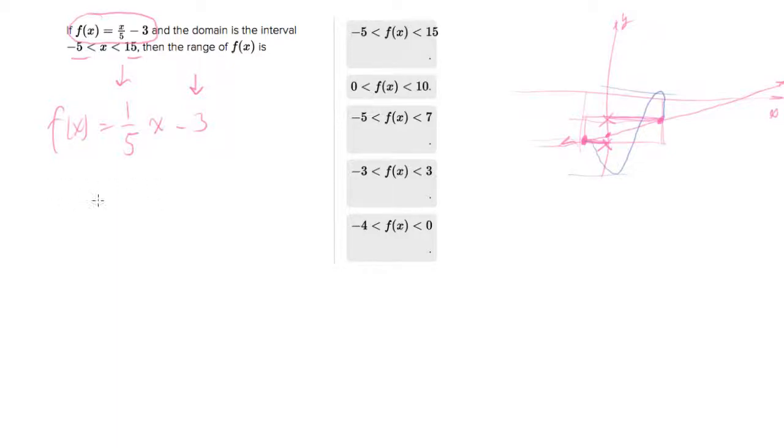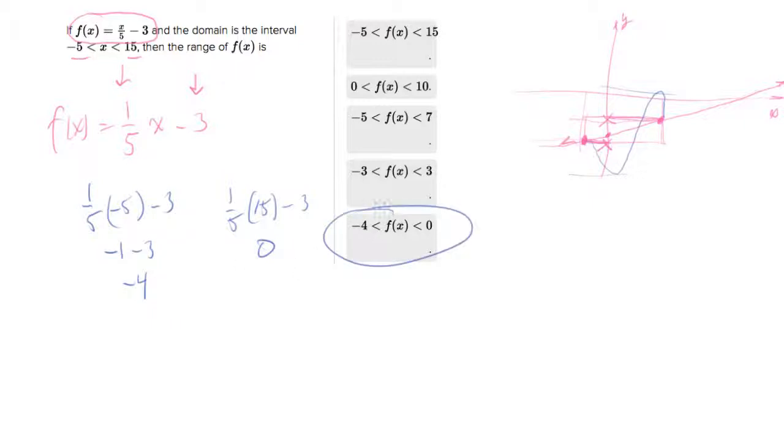So let's plug in -5. You get 1/5 times -5 minus 3, which will be -1 minus 3 equals -4. That's one side, and on the other extreme we'll have 15, so we'll do 1/5 times 15 minus 3, which is 3 minus 3, which is 0. So the range will go from -4 to 0, and that is the last answer choice.